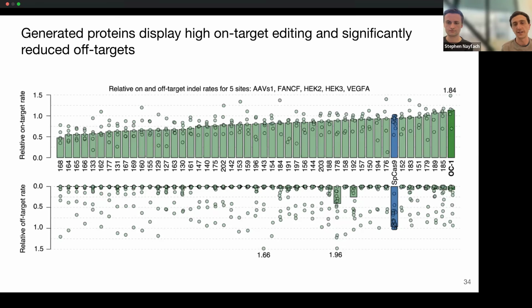What you can see on the top is that many of these sequences were indeed active, with a handful even exceeding the activity level of SP-Cas9. But what was even more striking, on the bottom, is that the off-target rates of these generated proteins were far lower than that of SP-Cas9. Our most active protein, which we're denoting OpenCRISPR-1, is shown on the right-hand side of this plot. It was our most active generated protein, while at the same time having an off-target rate that was 95% less than that of SP-Cas9.